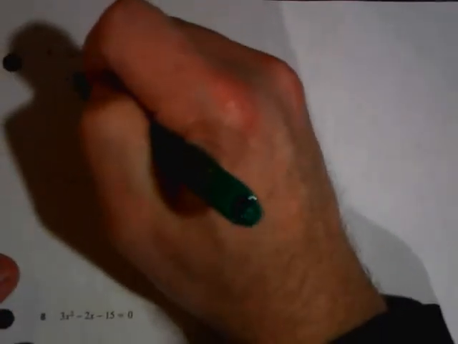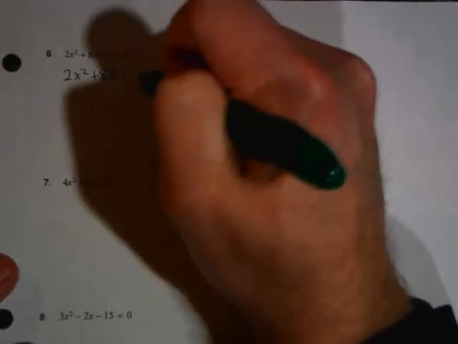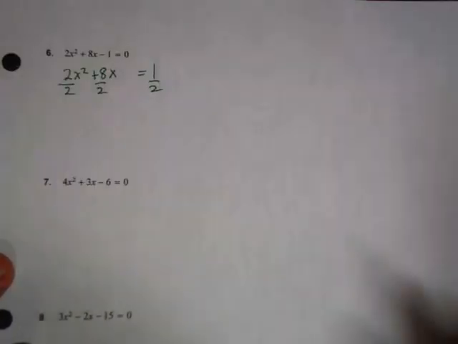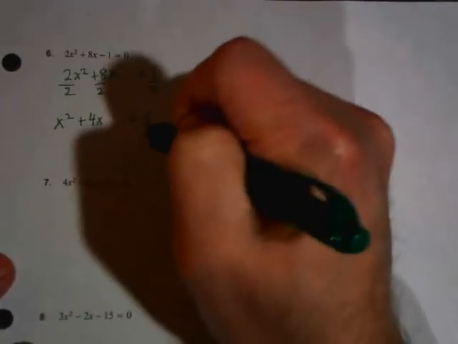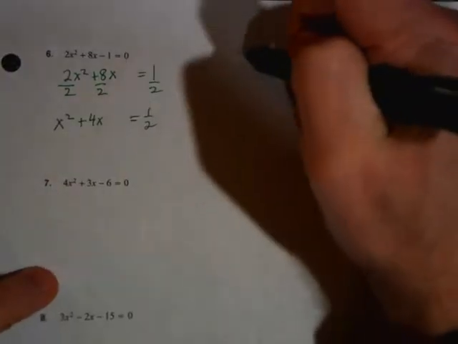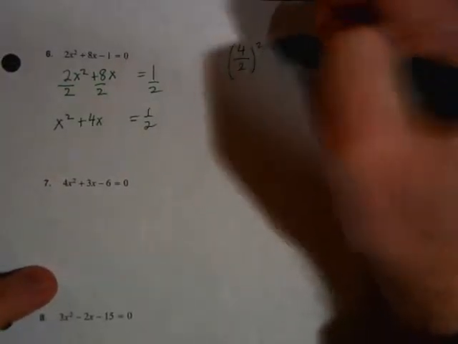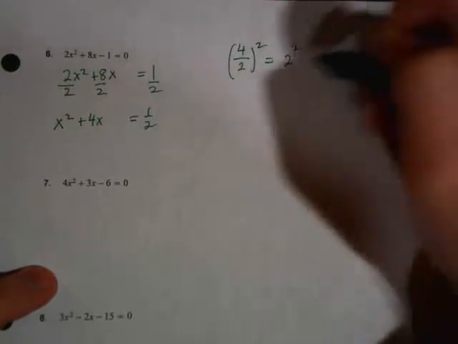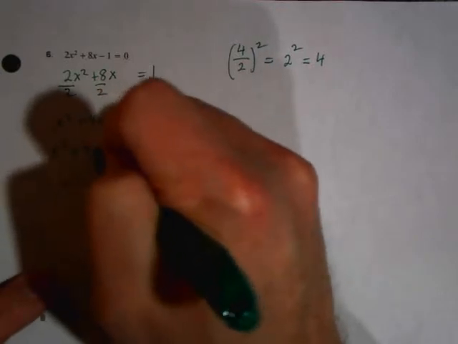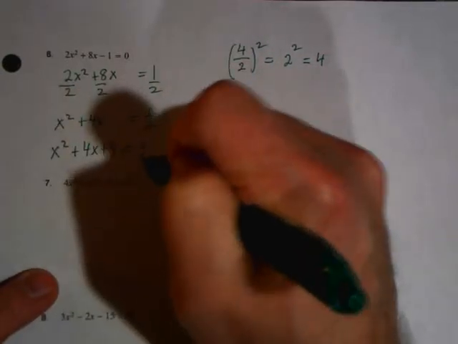Starts the same way. 2x squared plus 8x equals 1. Now we need this number to be the number 1, which means we have to divide everything by 2. x squared plus 4x equals a half. Now we do things exactly the way we've been doing them. Nothing changes. I take the 4, I divide it by 2, and I square it. 4 divided by 2 is 2. 2 squared is 4. So there's my number. x squared plus 4x plus 4 equals 1/2 plus 4.